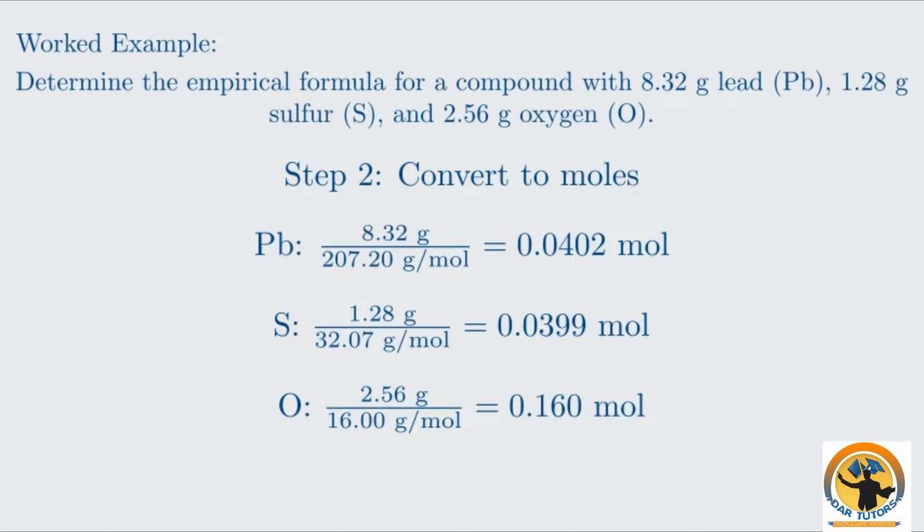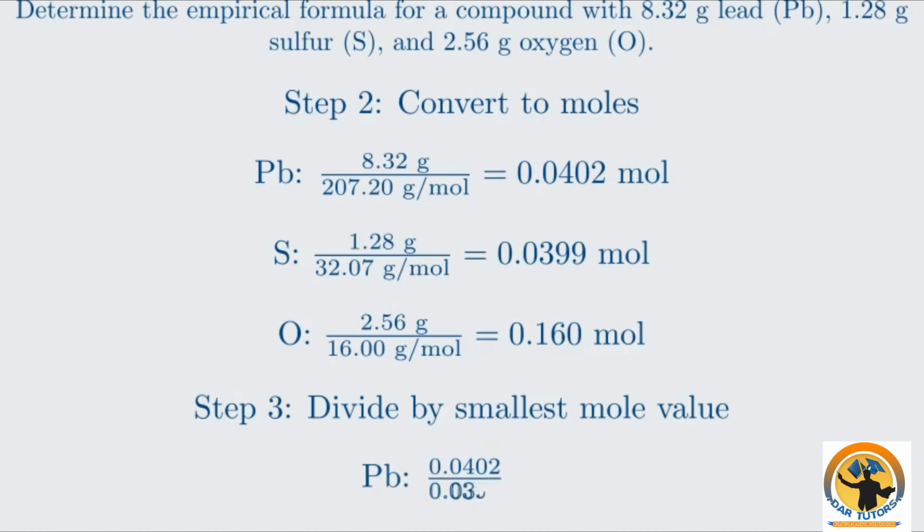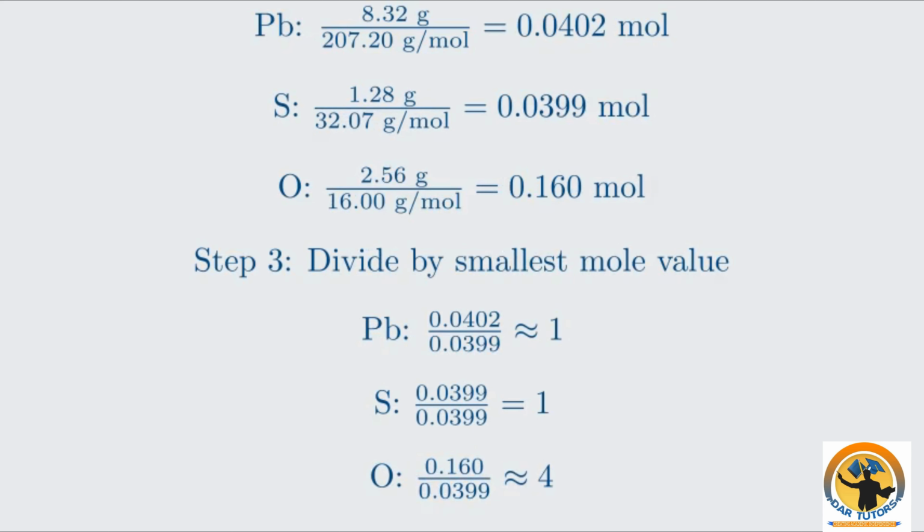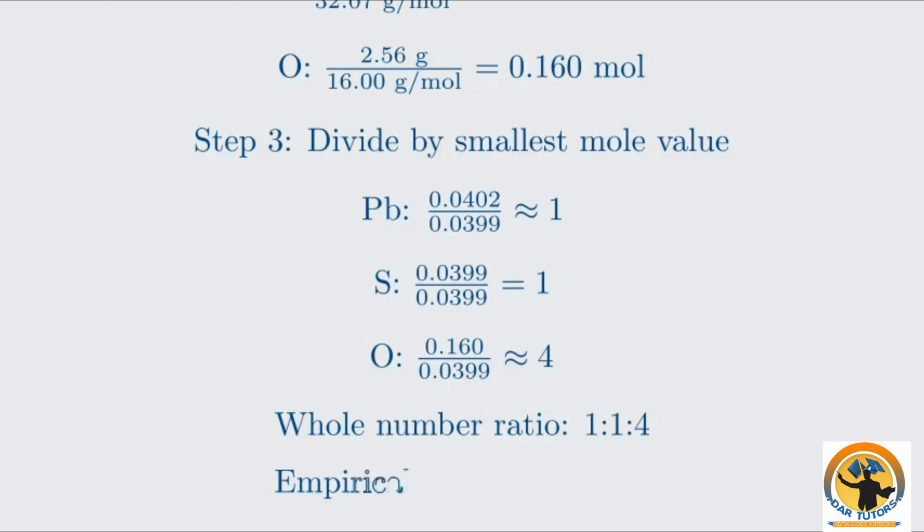Now we find the simplest ratio by dividing by the smallest mole value, which is 0.0399 moles for sulfur. For lead, 0.0402 divided by 0.0399 is approximately 1.008, which we round to 1. For sulfur, it's exactly 1. For oxygen, 0.160 divided by 0.0399 is approximately 4.010, which we round to 4. Our whole number ratio is 1:1:4. Therefore, the empirical formula of the compound is PbSO4. This is an excellent example of how we use experimental mass data to deduce the chemical composition of a substance.